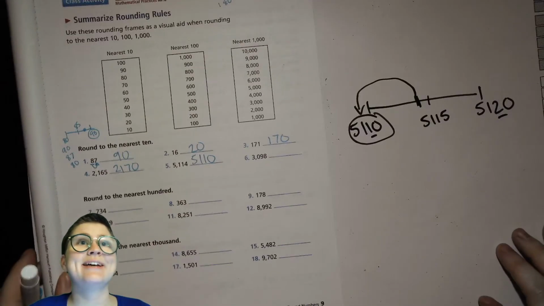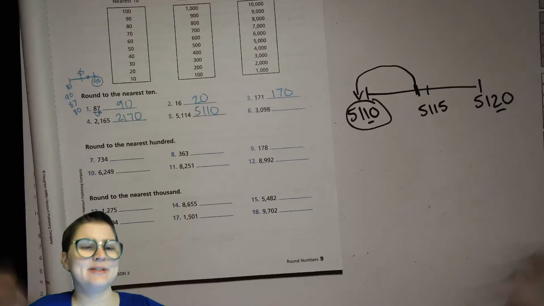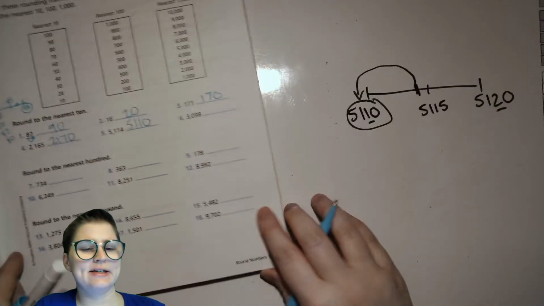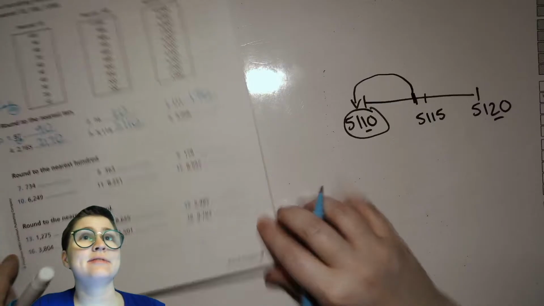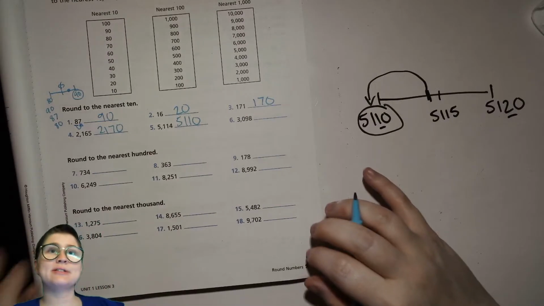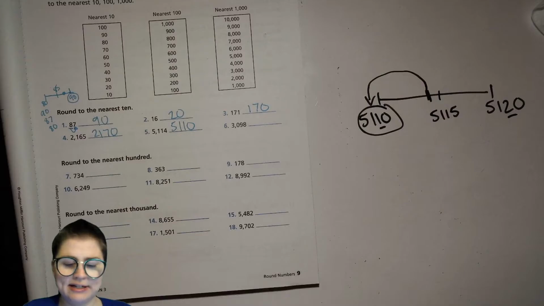Scooch this over a little bit so my head's not blocking it. Okay. Down there. There we go. Okie dokie. Too much stuff. Maybe I'll just scooch my head that way. All right, next one.